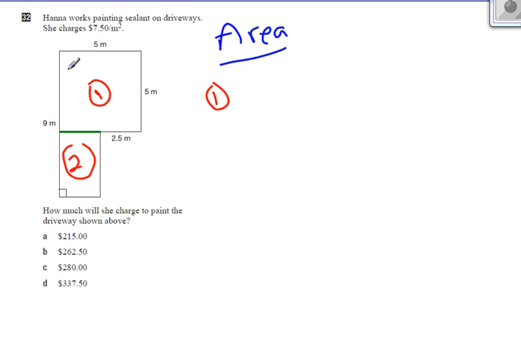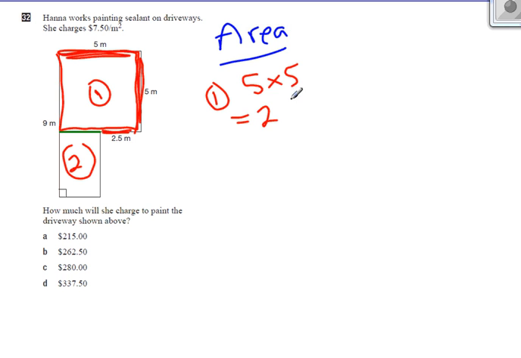So rectangle number 1, I'm going to highlight it here in red for you, and I need to find the length and width. 9 doesn't work because 9 is the whole long side. 2.5 doesn't work because that's only this short piece, but 5 and 5 are the dimensions. So the area is 5 times 5, so it's 25 meters squared.